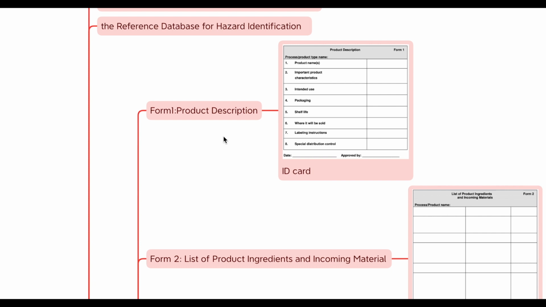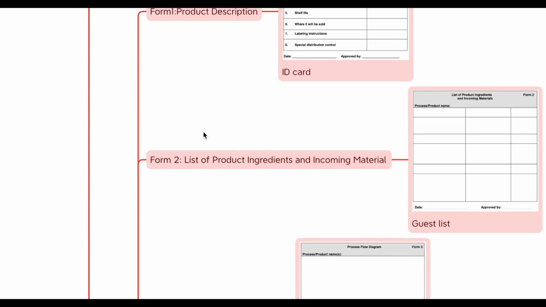A clear and accurate product description is the foundation of food safety and quality assurance programs. It helps everyone involved in the production process understand exactly what they're working with and how it should be handled. Okay, let's move to Form 2.